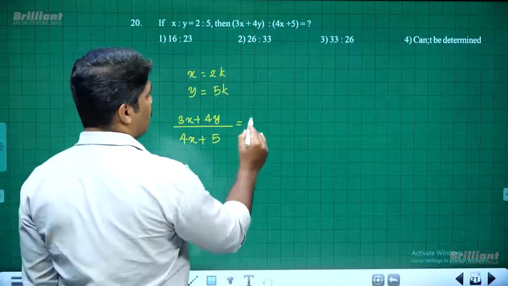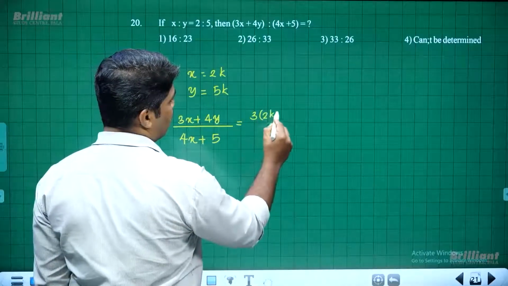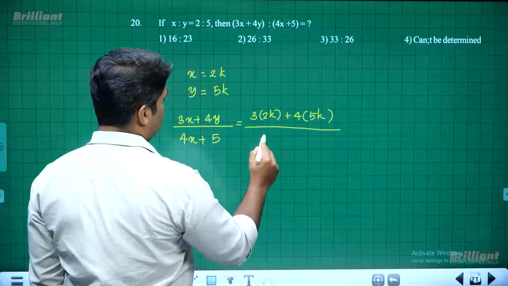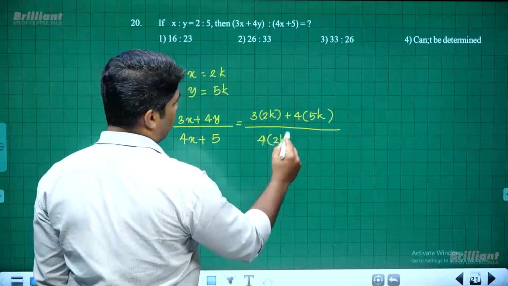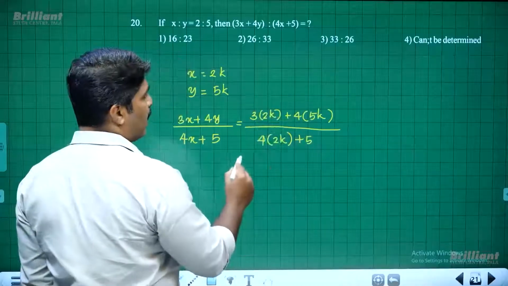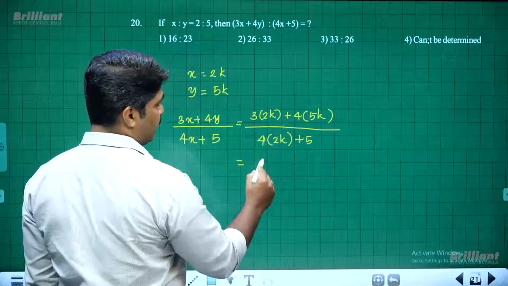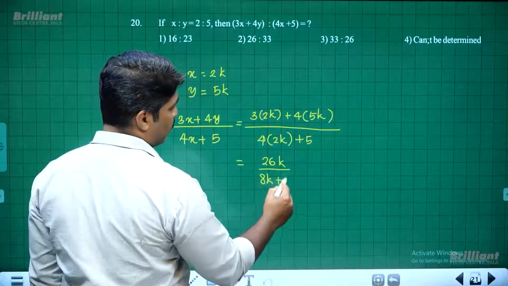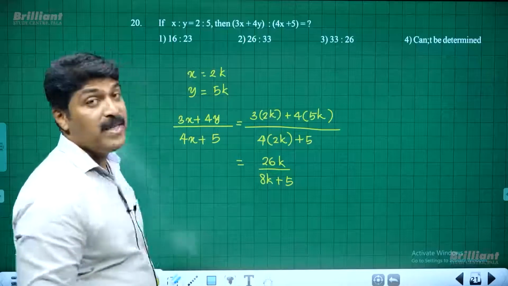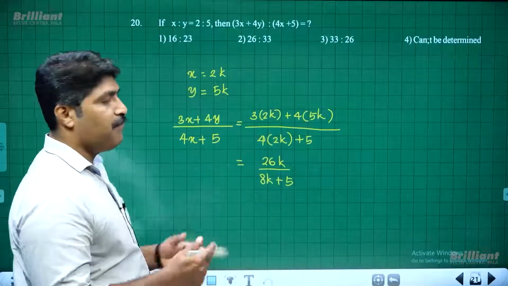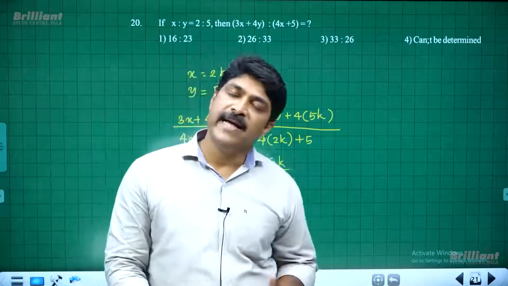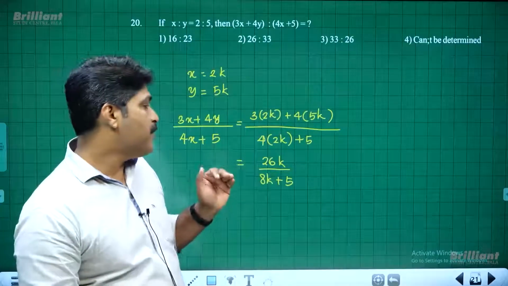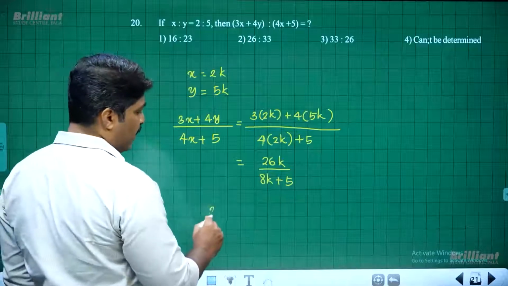So therefore, this is 3 into 2k plus 4 into 5k, over 4 into 2k plus simply 5. So what happened here? This is 6k plus 20k, so that is 26k, over 8k plus 5. So this k won't be simplified. Therefore, for various values of k, we will get different possible values for this expression. Therefore, there is not any unique numerical conclusion.